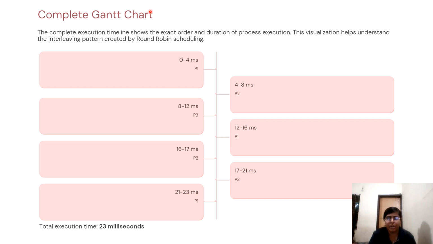Now the complete Gantt chart of that. The Gantt chart will tell us the exact execution order of the processor. So first it was P1, then P2, then P3, then P1 comes again, then P2. Here P2's execution was completed. Then P3, and P3's execution was also completed, but P1's execution was left. So in the end, P1 also executed completely. The total execution time of our scheduling was 23 milliseconds.